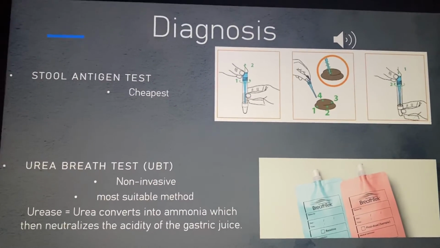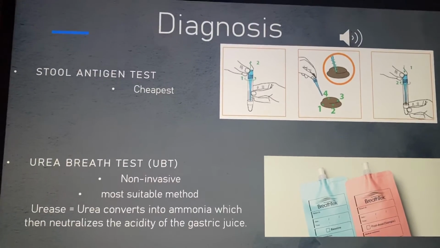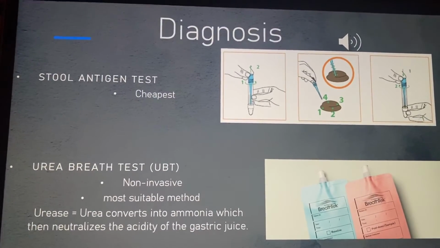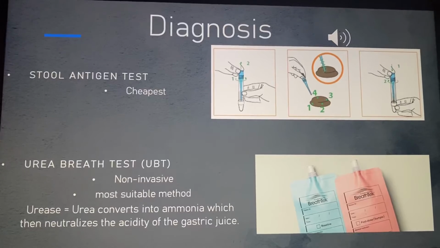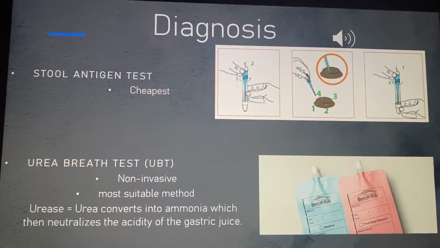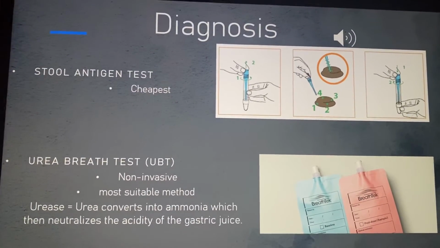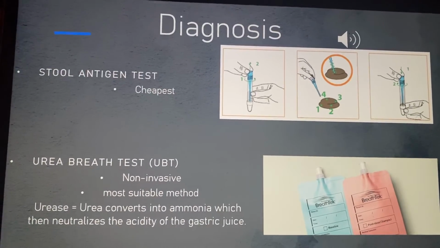So the way you can tell if it's positive or not is, if the second sample is higher in carbon dioxide, then you tested positive for H. pylori.